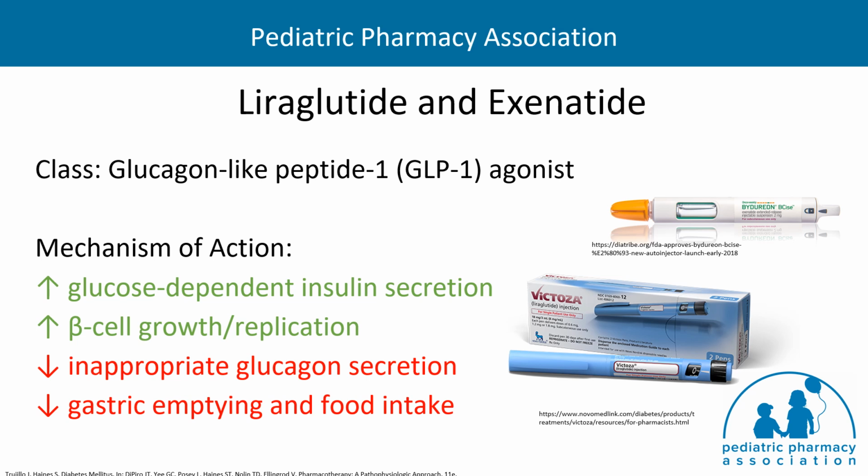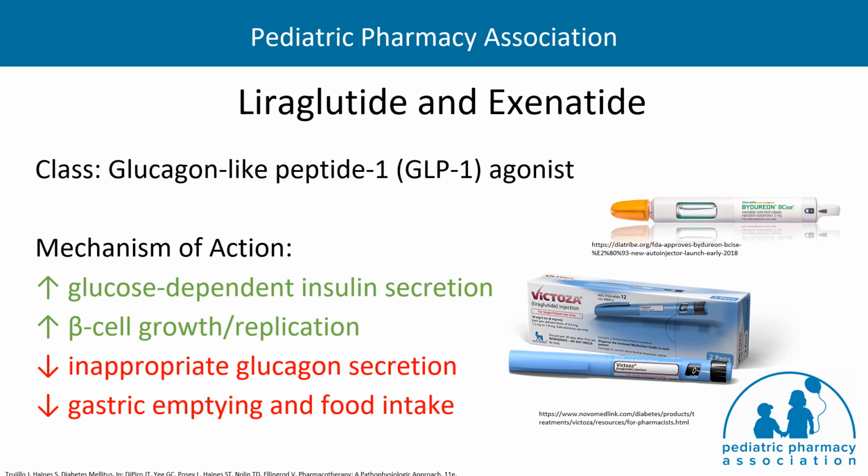So again, when glucose levels are high in the bloodstream, these agents are going to signal the body to pump out more insulin in response to help bring down those blood sugar levels. Additionally, they can be helpful by promoting pancreatic beta cell growth and replication. So kind of overcoming some of that dysfunctional problem and progressive loss of function that we saw with type 2 diabetes. They're going to decrease a few things as well.